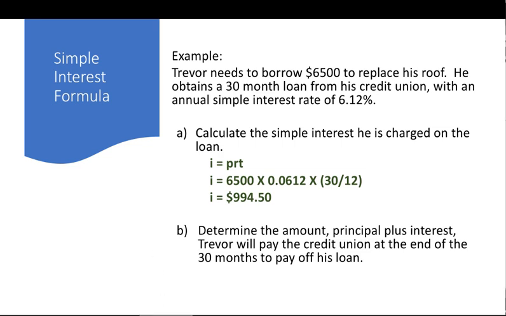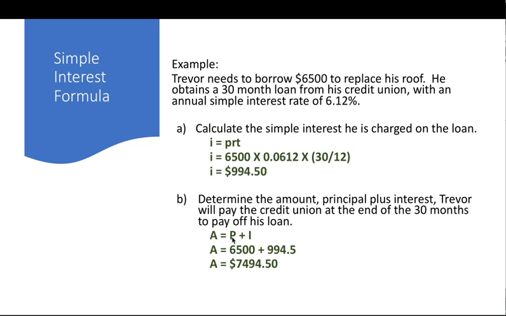Okay, the next question is, determine the amount, the principal plus the interest, Trevor will pay the credit union at the end of the 30 months. So we're just going to add the principal, which was $6,500, and the interest that is owed, which is $994.50. When we add those together, the total amount he's going to pay is $7,494.50. I should note right here that when we're working with money, unless we're told otherwise, we're always going to round our numbers to the nearest penny because we're dealing with money, unless it tells you to do something different. Okay, let's look at another question.